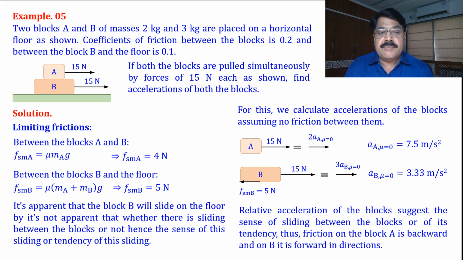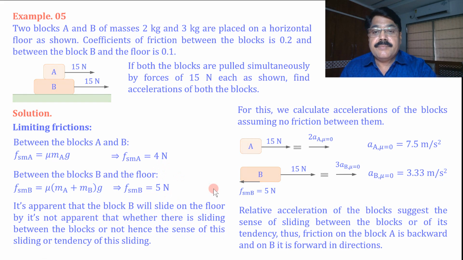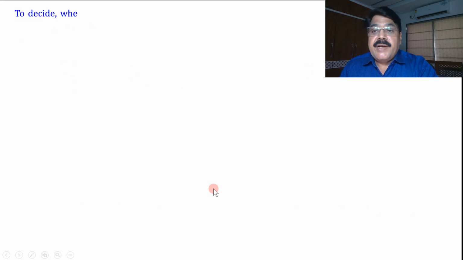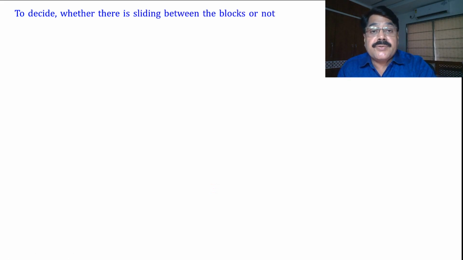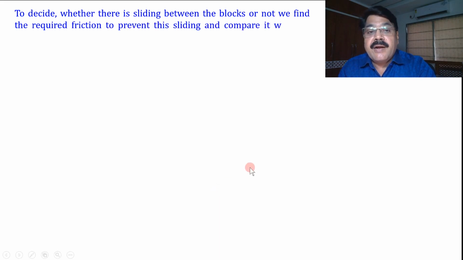Now we will decide whether there will be sliding between A and B or not. For this, as I have told you earlier, what do you have to calculate? Calculate the friction required between A and B to prevent sliding and compare it with the limiting value 4 Newton. To decide whether there is sliding between the blocks or not, we find the required friction to prevent this sliding and compare it with the limiting friction.